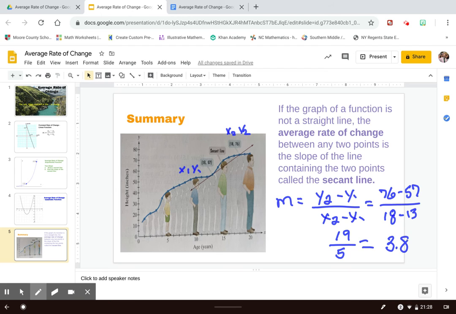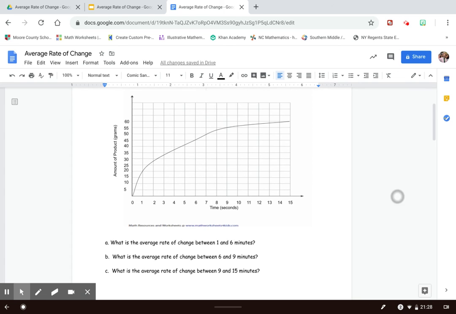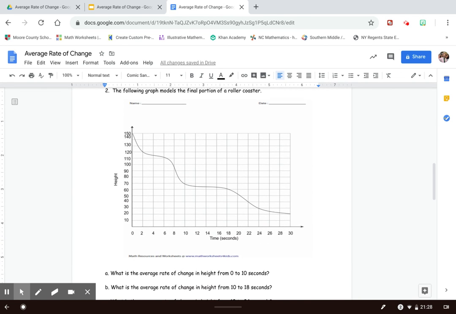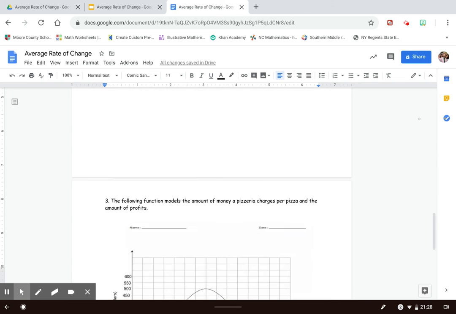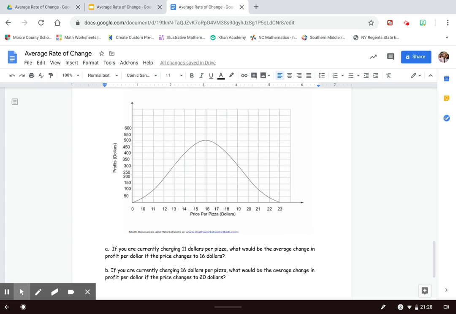All right, so for your exercises today, I have some average rate of change problems that you can do. There are 3 of them. Here's a graph and then a few questions about the graph. Go to the next page, a graph and a few questions about the graph, and then the final page, a graph and 2 questions about the graph.